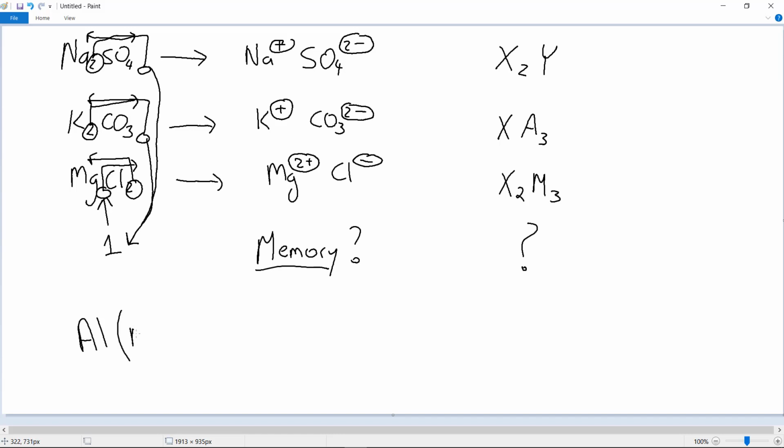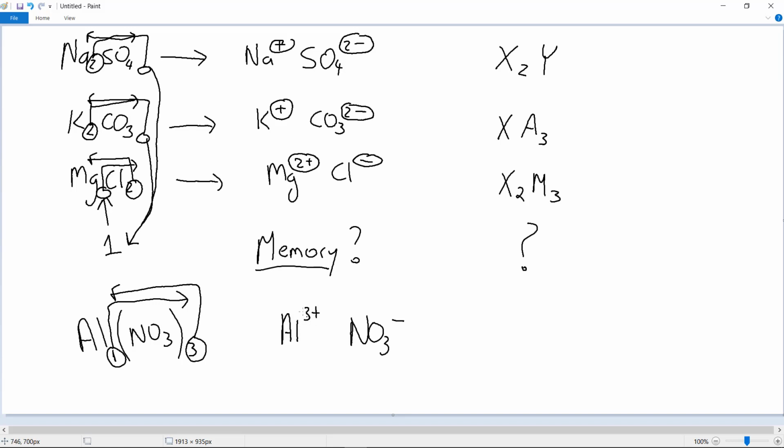We'll do Al(NO3)3. So we'll start with the right side. The aluminium here doesn't have a number there, so it's a 1. Move it back. That means that the NO3, or the nitrate, is -1. The 3 here moves back and over to the aluminium, making aluminium 3+.